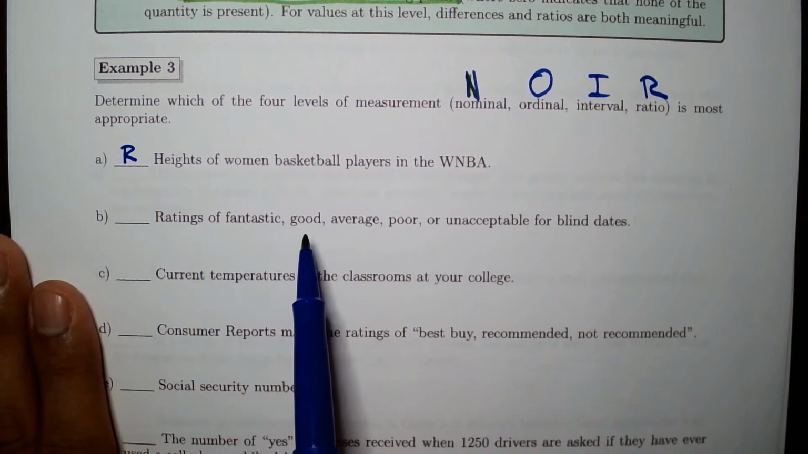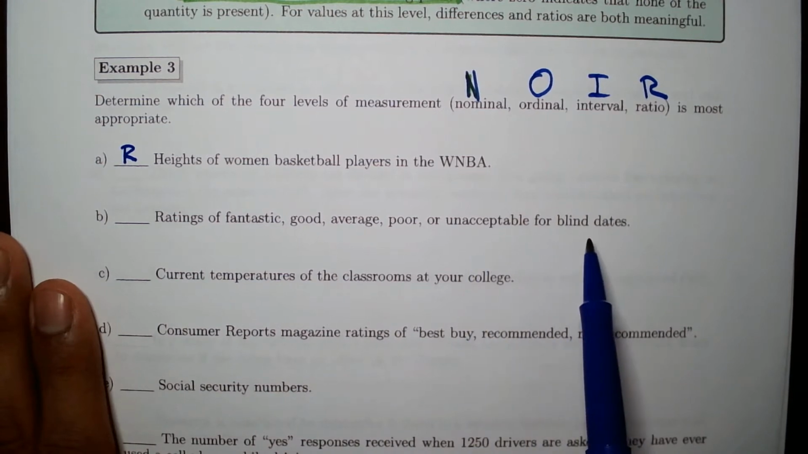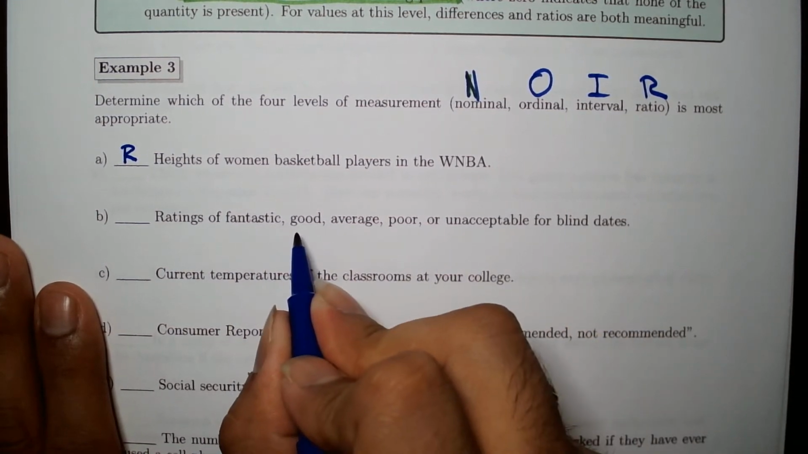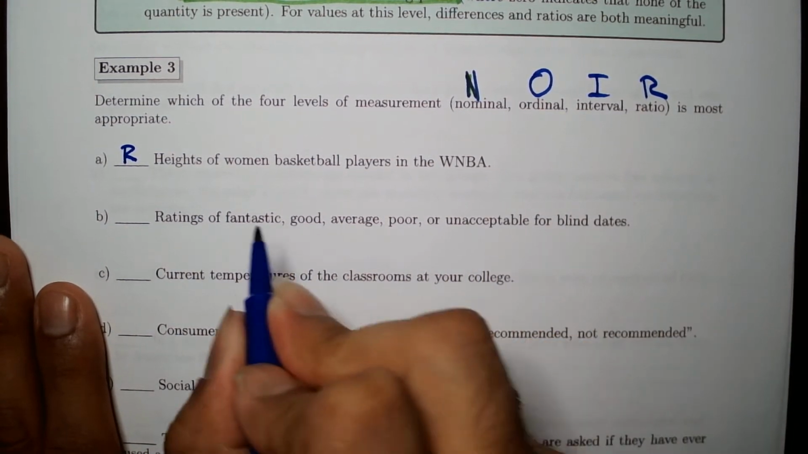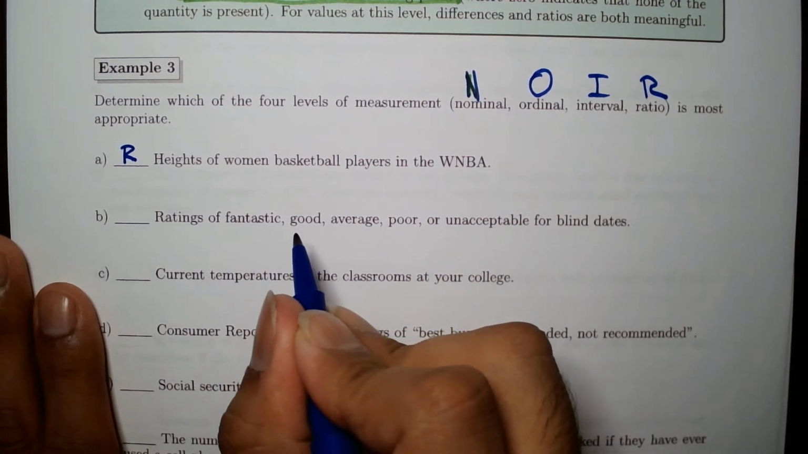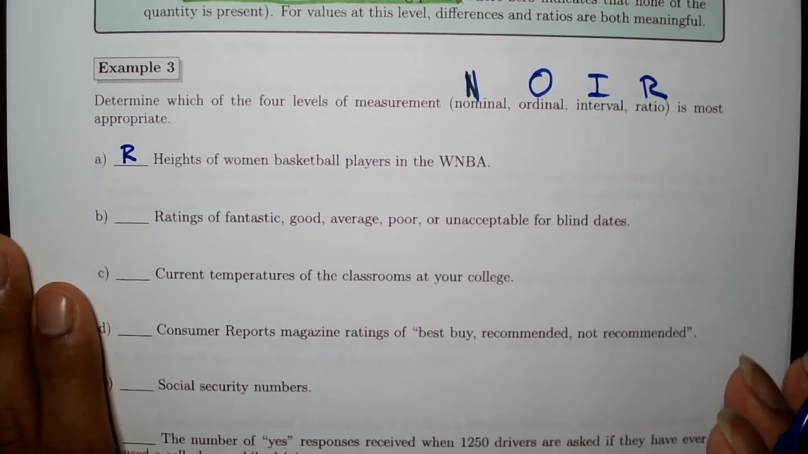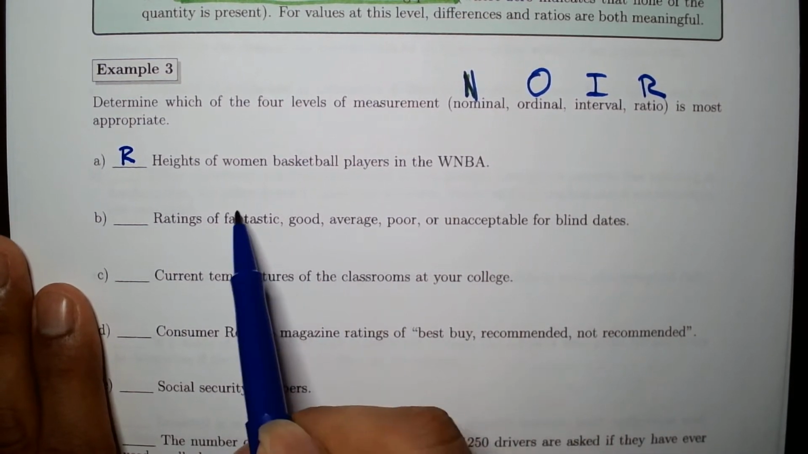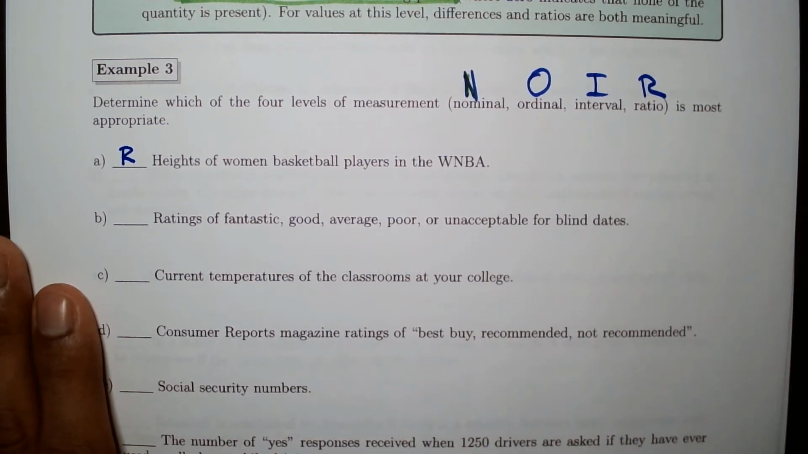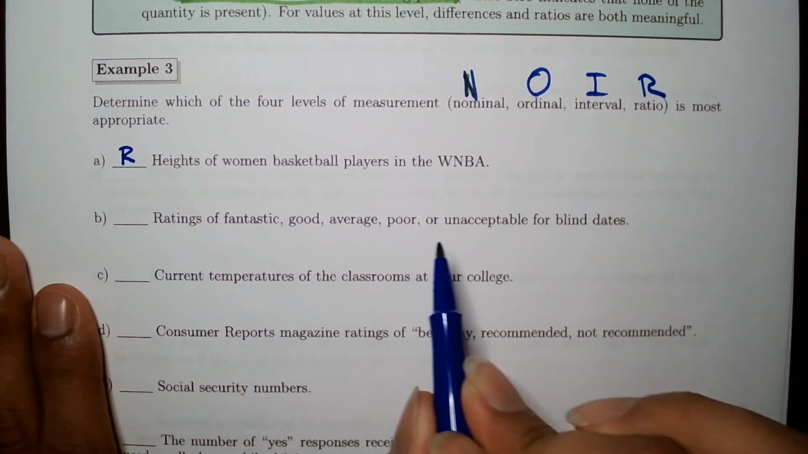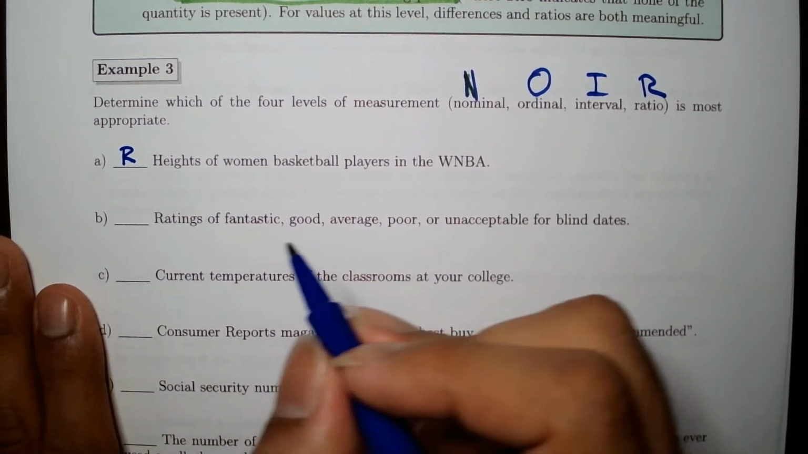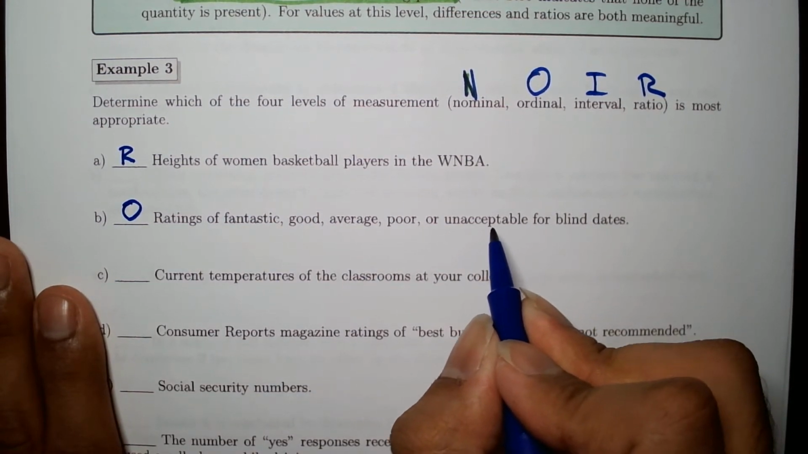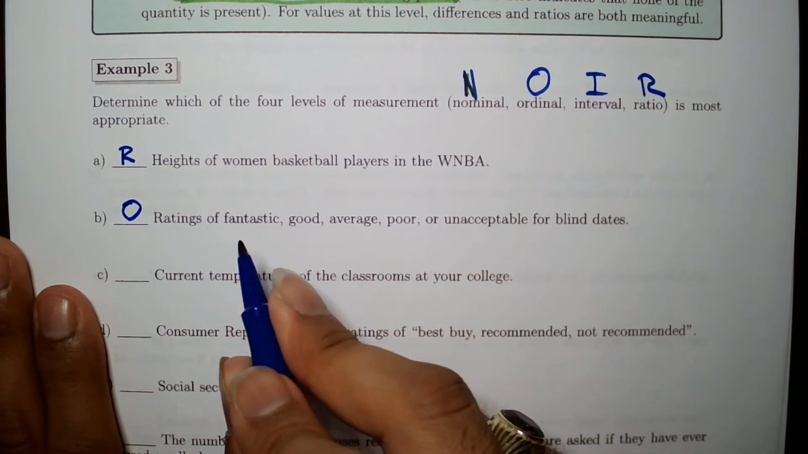Ratings of fantastic, good, average, poor, or unacceptable for blind dates. Well, what are we going to have in this case? In this case, we are ordering from best to worst, if you will, or fantastic to unacceptable. And of course, data values, whether there's more average than fantastic. Well, if we make a difference, that it's really meaningless. What we're only doing is counting the number of ratings, but not finding any difference. So this is ordinal, because there's an order. It goes from unacceptable to poor, and then average, good, and in the end, whoa, fantastic.